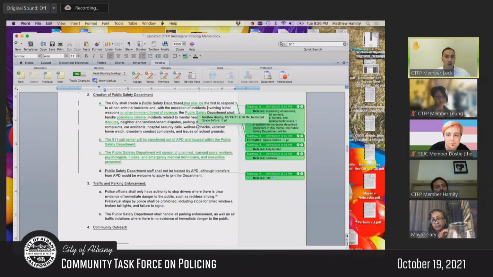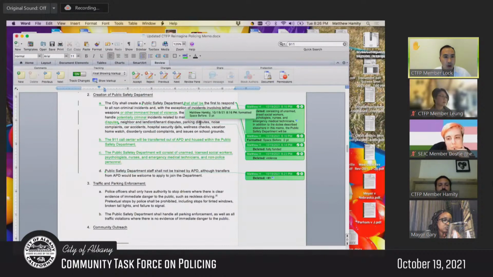I just have continuing questions about how 2A is phrased, and maybe this is something that'll be worked out in the proposed implementation committee. But nevertheless, I think these are significant concerns. When we talk about incidents involving lethal weapons or other imminent threats of violence, would it be prudent to also include situations that are perhaps not imminent threats of violence, but are escalating towards potential violence? That's just a question.